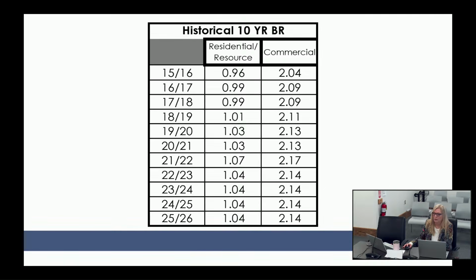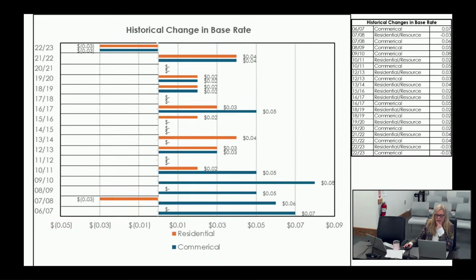But what really would be important to me if I was a councillor was where were the changes? And so that's why I put this slide in here. These are the historic changes in tax rate. If we look back at the bottom of the graph, to 2006, 2007, there was a 7-cent increase that year in the commercial tax. 2007, 2008, there was a 6% increase in the commercial tax and a 3-cent decrease in the residential tax. And that's how you read that slide.